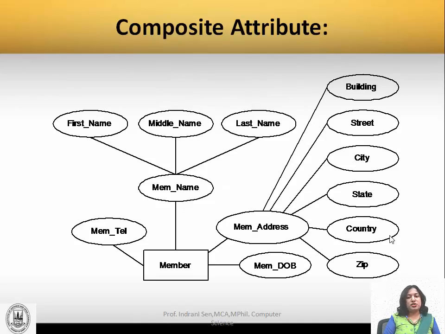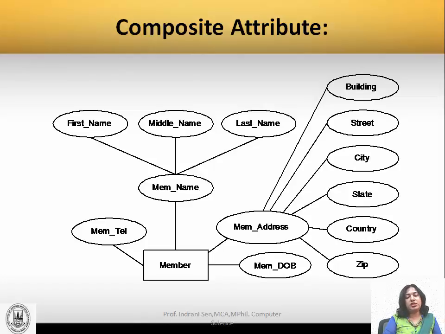What is a composite attribute? An attribute which consists of multiple attributes. A composite attribute is an attribute which can be decomposed into further smaller parts. For example, we can consider here the name of a member, which can be further decomposed into first name, middle name, and last name. Similarly, address can also be divided into building, street, city, state, country, zip, etc.